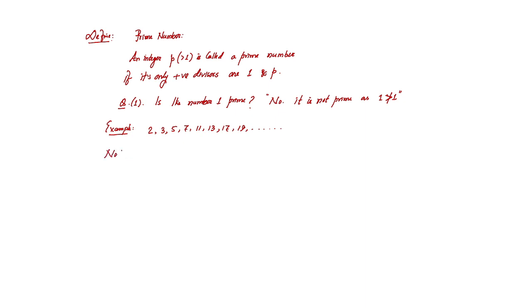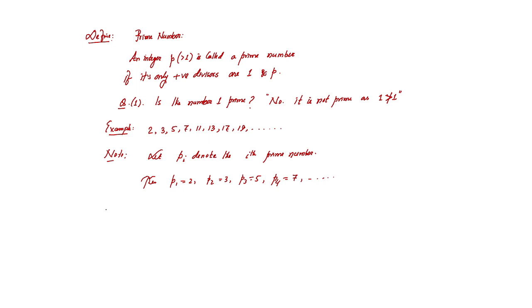So here, an important note: let Pi denote the ith prime number. So then P1 will be 2, P2 will be 3, P3 will be 5, and P4 will be 7, and so on.